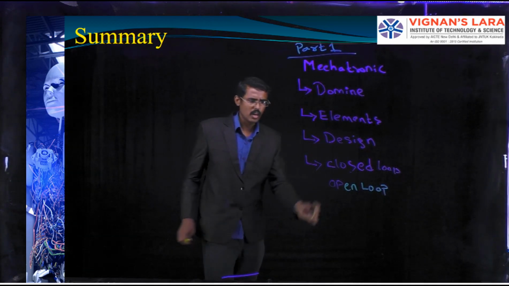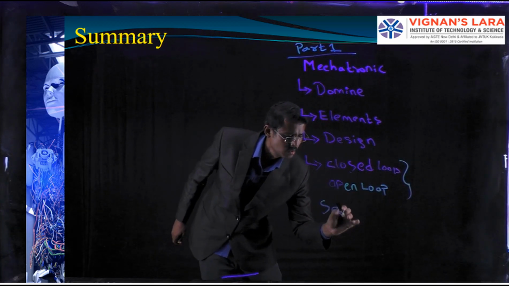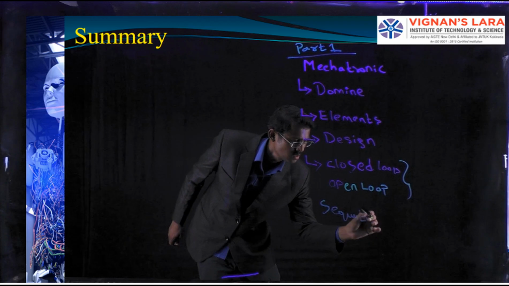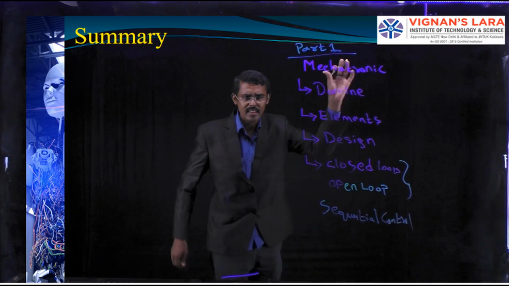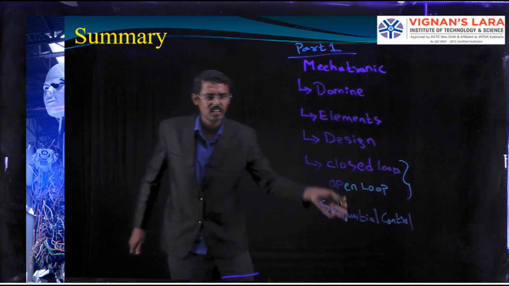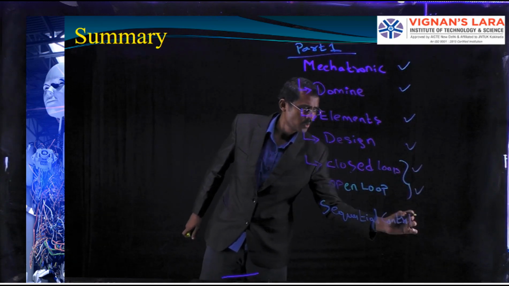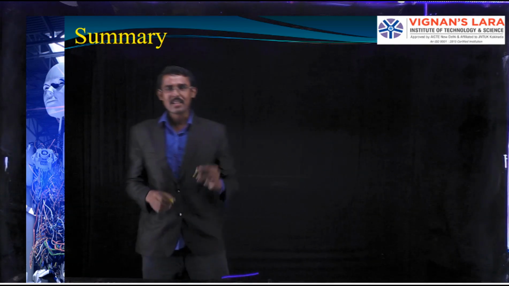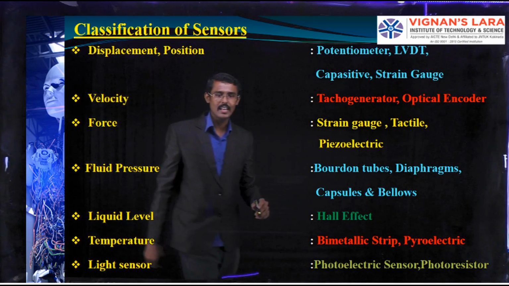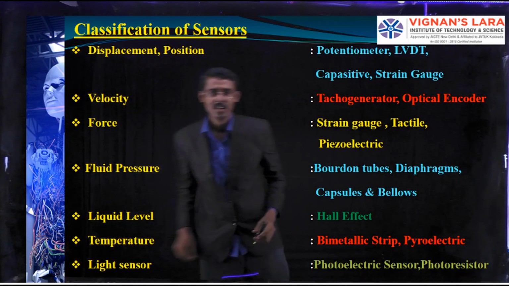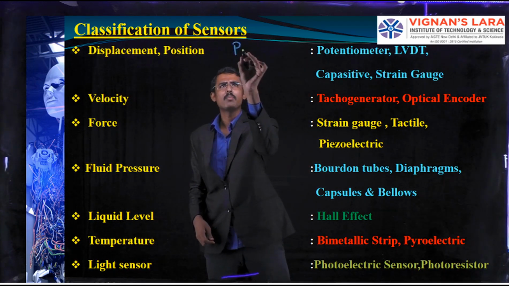Later, along with open loop and closed loop, we also saw sequential control. By this we have seen some working examples for everything. So in part 2, we have already seen part 1, and this is about part 2.